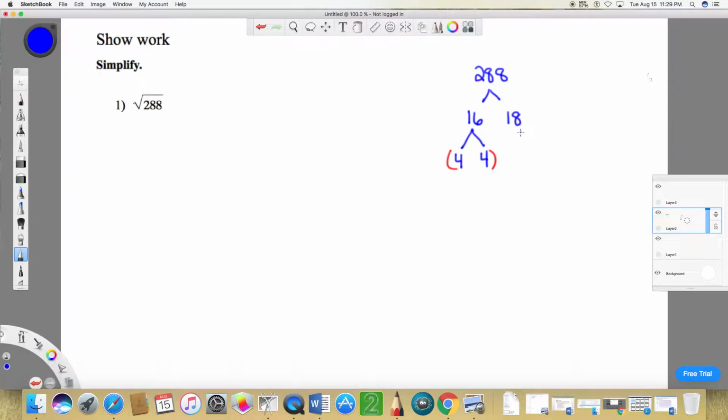And that 18 breaks down to 2 times 9, and 9 breaks down to 3 times 3. So we found another pair. So in this case, I guess if I would have broken this down to 144 times 2, then I would know this. It kind of backfired on me here.